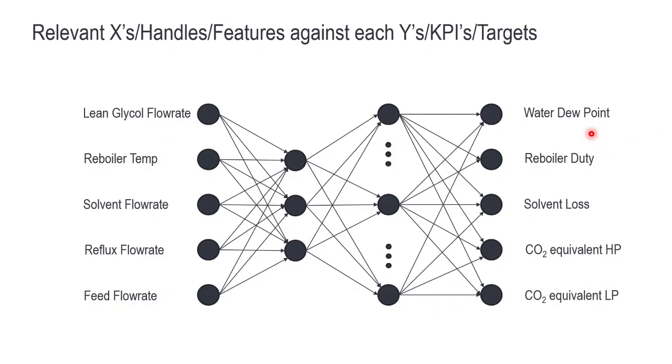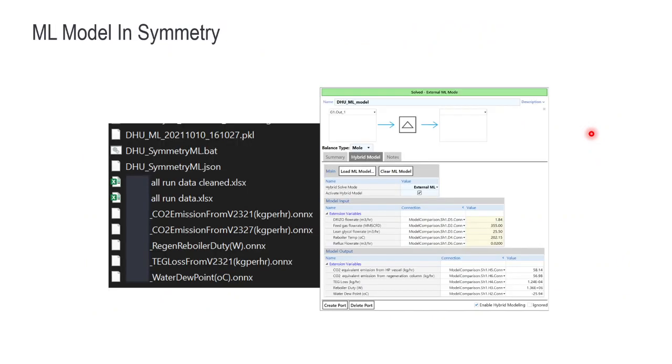So we get the data, we make the model, make sure the model matches the plant data, and then we run case studies on the model. We use those data to generate the machine learning model, and that machine learning model is the one that we activate over here. So we enable hybrid modeling in Symmetry, and then we load the model and activate that.